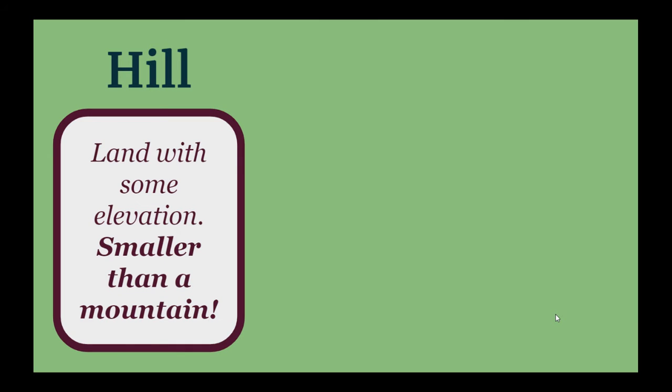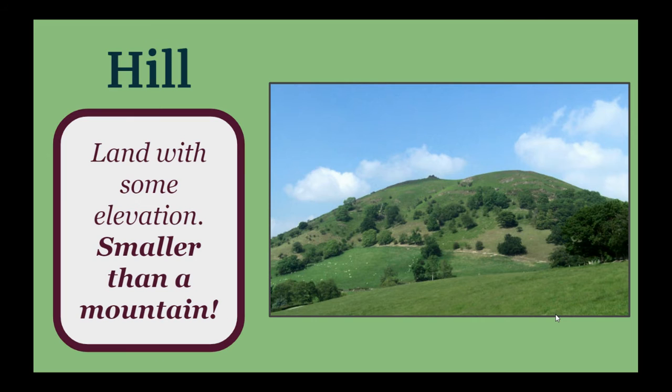The next land feature is a hill. And a hill is land with some elevation, but it is much, much smaller than a mountain. So here we have a photograph of a hill. It has a higher elevation than the land around it. So this area right here would be the hill. But when I put the person on the hill, you can see that he's much bigger here because a hill is going to be smaller than a mountain.